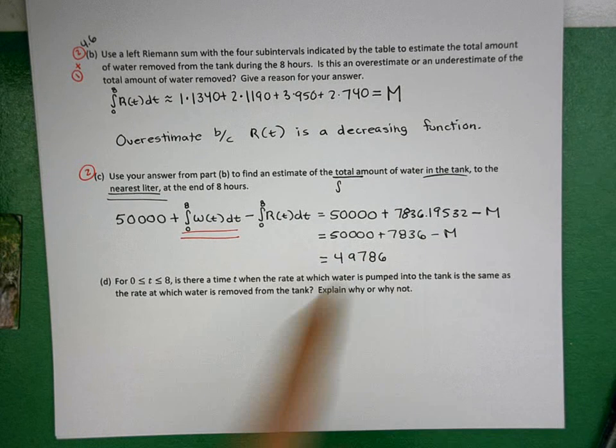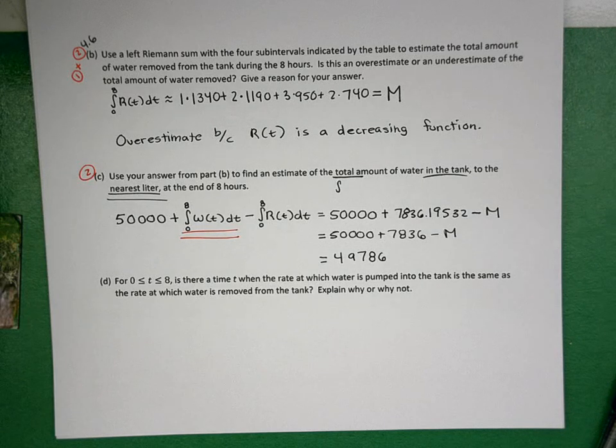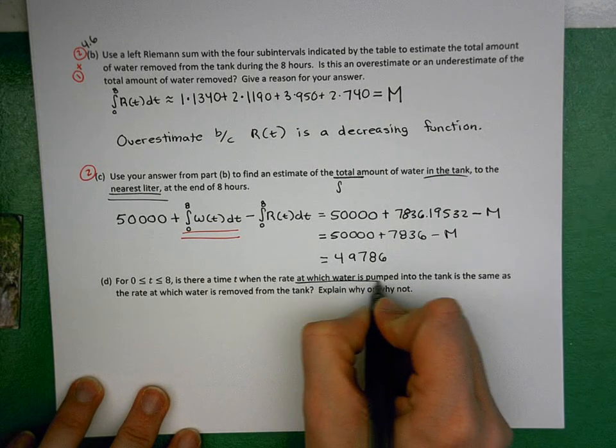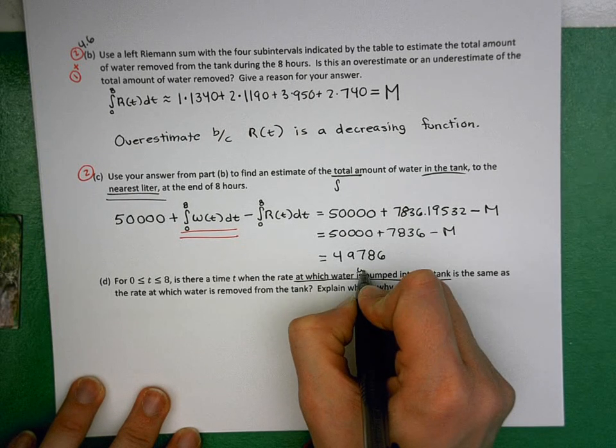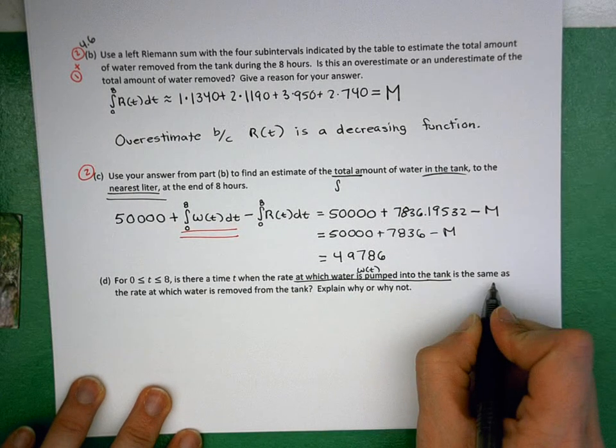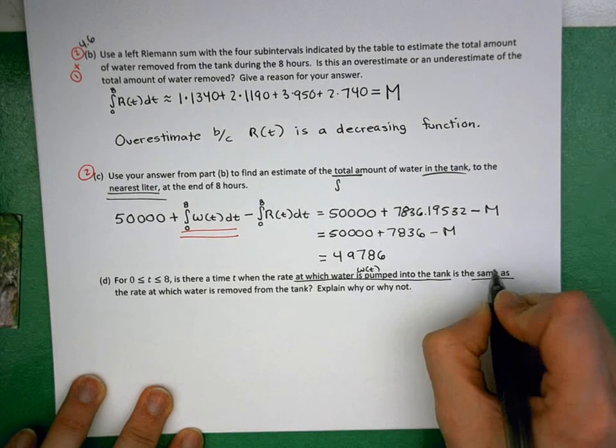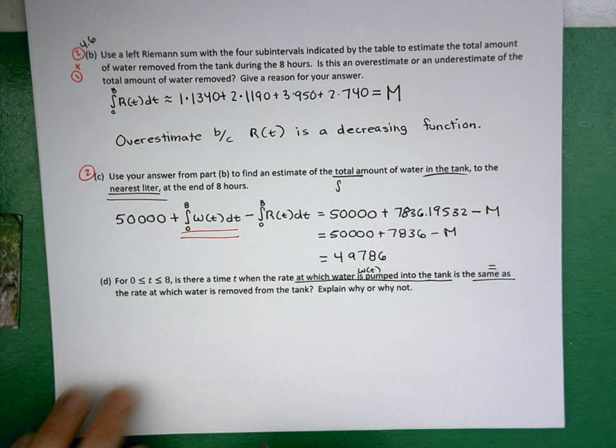Okay? And then the last 2 points come from part D. Part D is kind of funny here. For t between 0 and 8, is there a time t when the rate at which water is pumped into the tank, this is my w of t, is the same as, so what does it mean to be same as? Equal. The rate at which water is removed from the tank, which was my r of t. Explain why or why not.